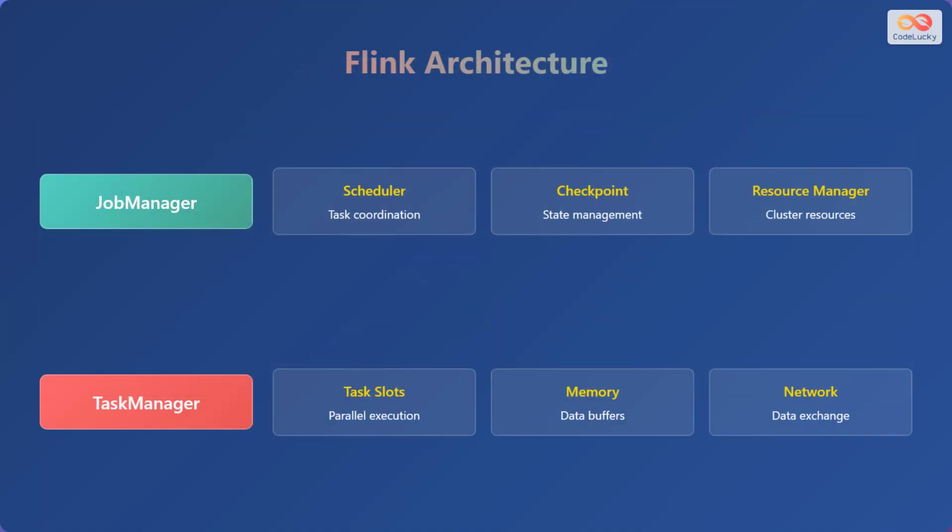Flink's architecture consists of two key components: the JobManager and the TaskManager. The JobManager coordinates task execution and includes the scheduler for task coordination, the checkpoint for state management, and the resource manager for managing cluster resources. The TaskManager executes the tasks. It comprises task slots for parallel execution, memory for data buffers, and network components for data exchange.